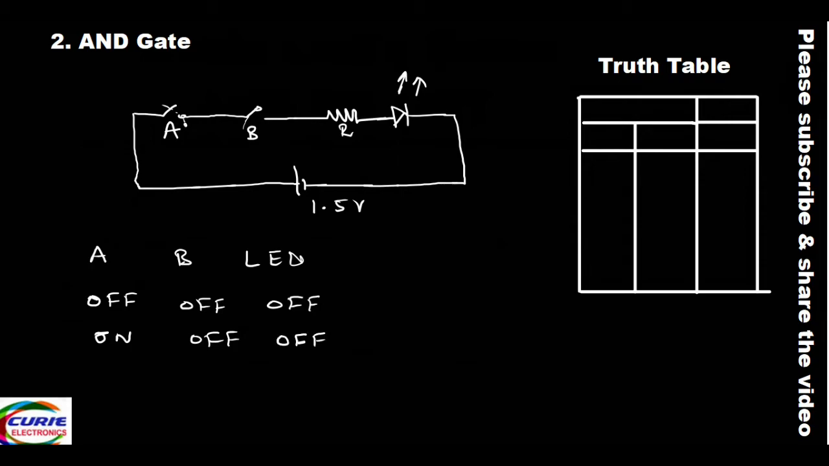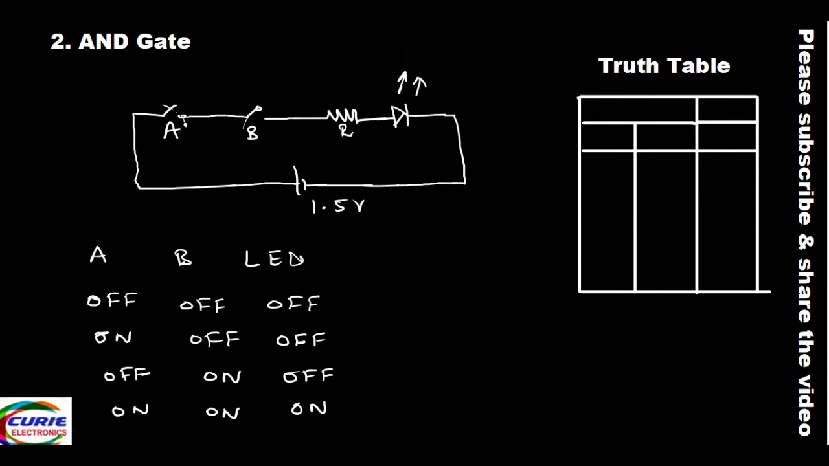Again, what I will do, I will make A off and B on. Now what happens? Now also the LED is going to remain off. Why? B is on but A is open. The circuit is open circuited. The circuit has to be closed, then only current will flow. Now finally, I will close both the switches. Now what happens? The LED gets on.